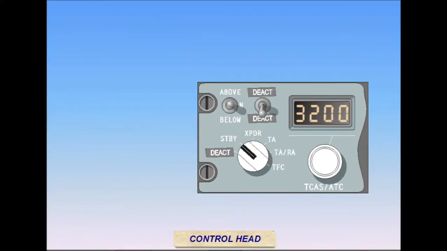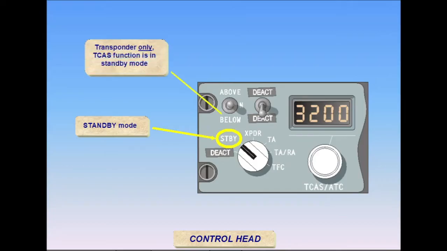There is no off position on the mode selector switch. Both systems are powered in the standby mode whenever normal electrical power is applied to the aircraft. When operating on battery power only, the transponder is not powered. If the transponder only mode is selected, TCAS functions are in standby mode. An ECAM message alerts the crew if the systems are in the standby mode when airborne. Now, let's look at the operating modes.